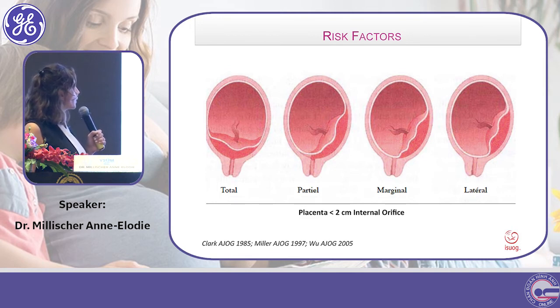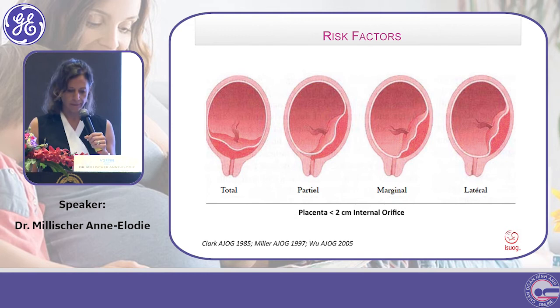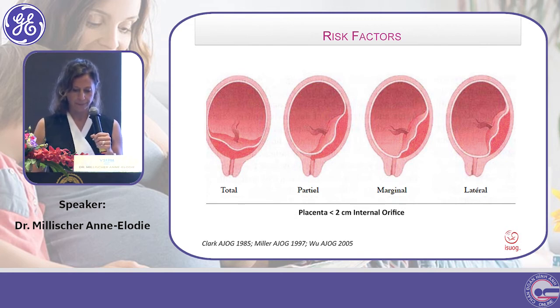It could be partial, marginal, or lateral, but all these placenta previa will lie inferior to 2 cm of the internal orifice. Nó có thể là nhau tiền đạo bám phần thôi, hoặc là nhau bám mép, hoặc là nhau bám thấp thôi. Nhưng mà cái định nghĩa nhau tiền đạo là khi mà nó bám nhỏ hơn 2 cm tính từ lỗ trong của tử cung.